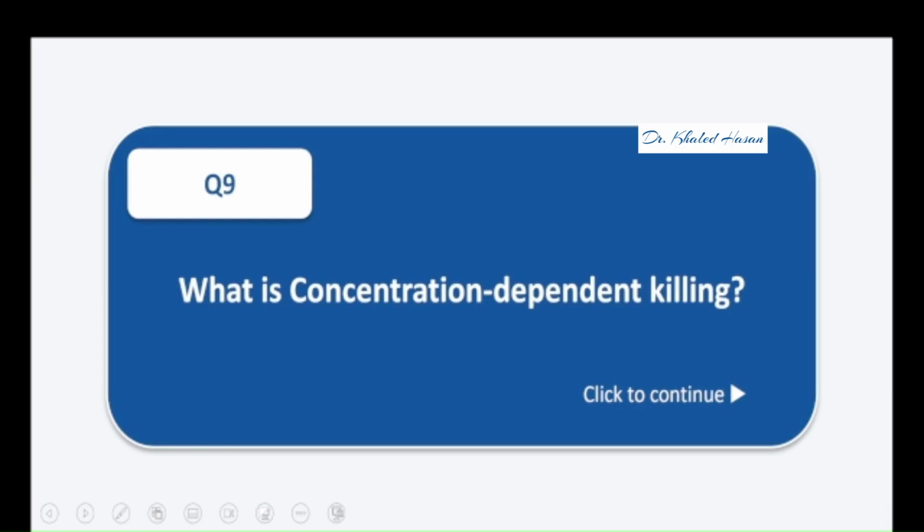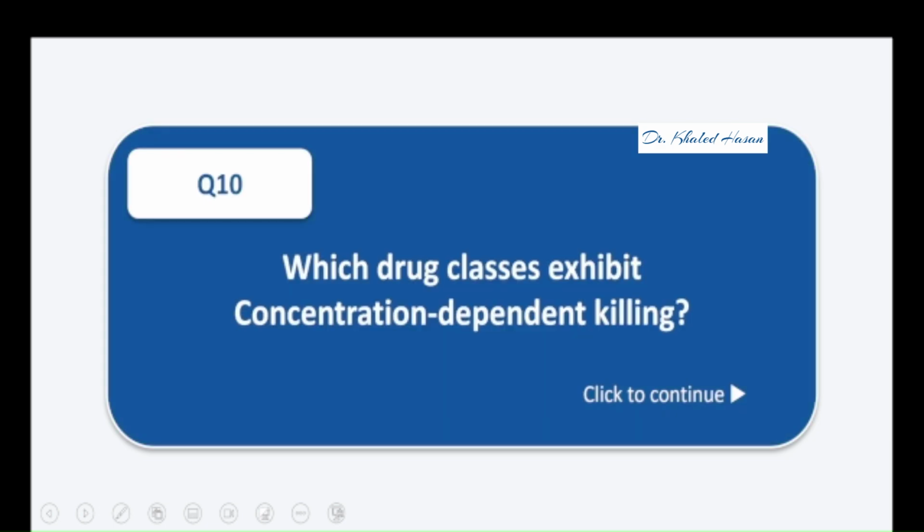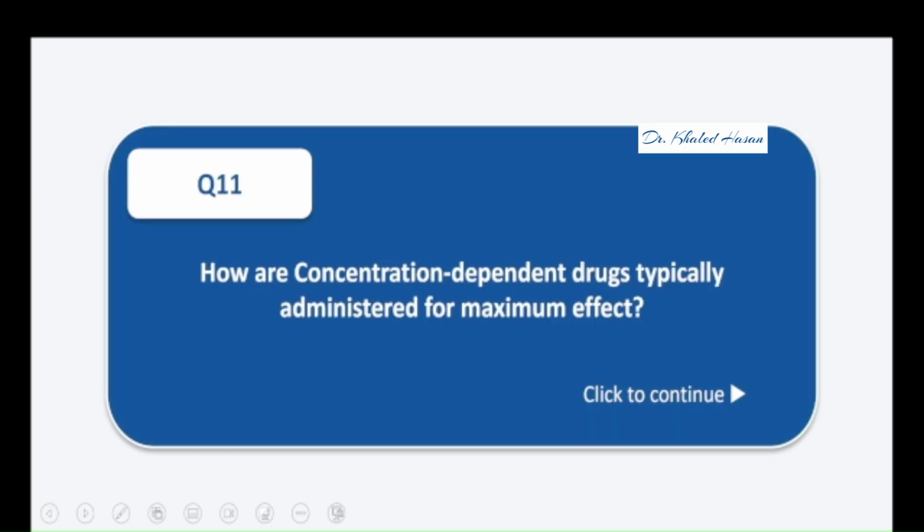What does concentration dependent killing mean? It means an increase in the rate of bacterial killing as the concentration of antibiotic increases. Which drug classes exhibit concentration dependent killing? Two main examples, we have aminoglycosides, we have fluoroquinolones. We can add here, for example, daptomycin, fosfomycin, polymyxin. So we have a group of medications, not only these two groups, aminoglycosides and fluoroquinolones.